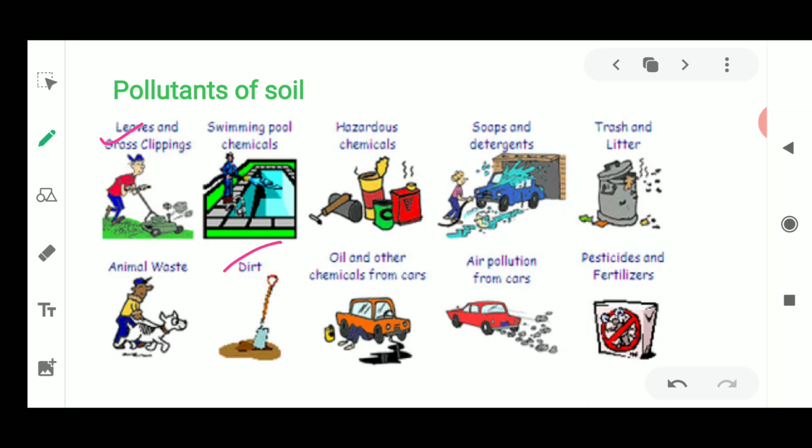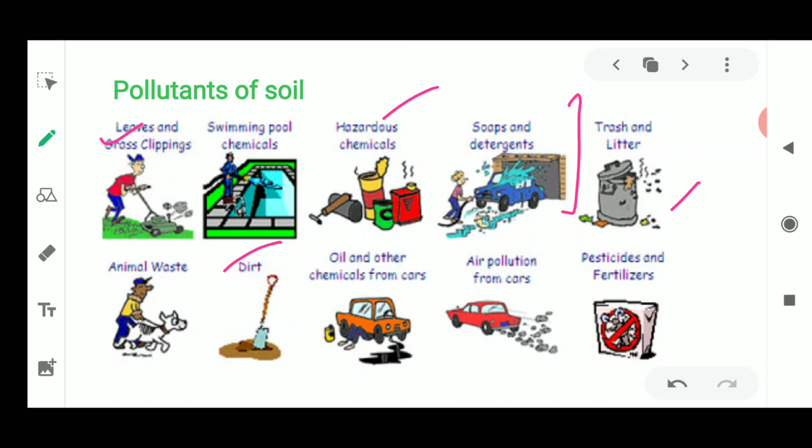Next, some of the chemicals used in swimming pools can also pollute the soil, as the water from the swimming pools is thrown directly on the soil. Next, the hazardous chemicals, meaning dangerous chemicals, which come out from the factories. Washing your cars and vehicles on the soil could also pollute it because of the soap and detergents.